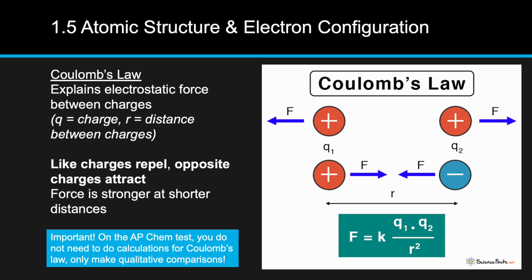And then the other one is distance. So the closer the particles are, the stronger the force. As they get further apart, the force is going to weaken. So in short, a large charge is going to be a much stronger pull or push, and if you have more distance, it's going to be a weaker pull or push. And on the AP Chemistry exam, you do not have to do calculations for Coulomb's law, you just have to make qualitative comparisons using Coulombic forces with charge size and distance.